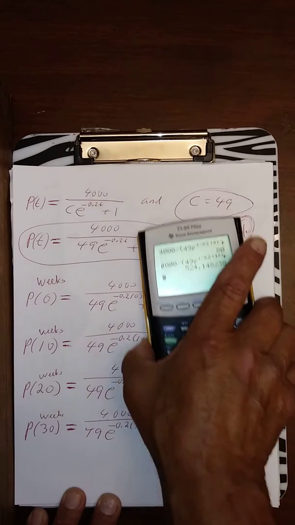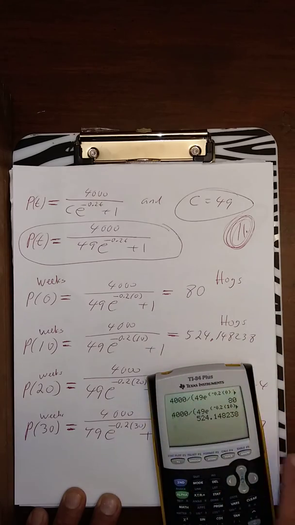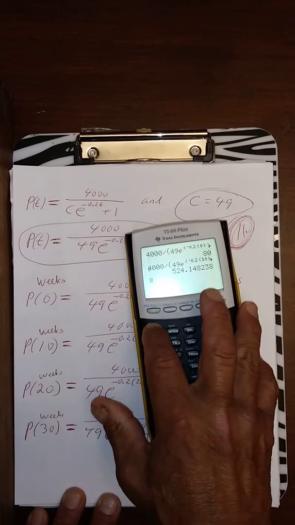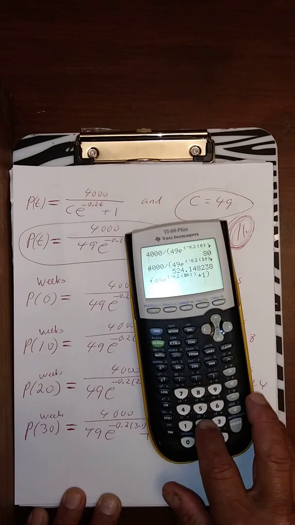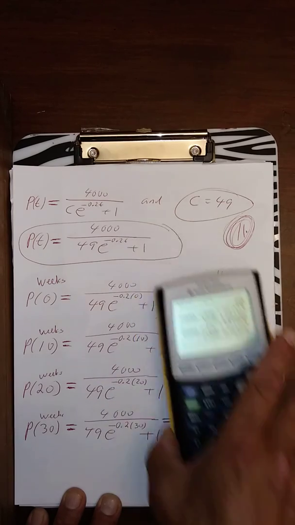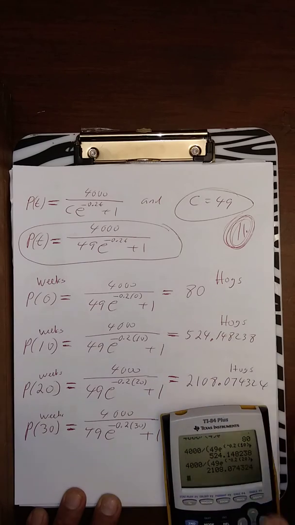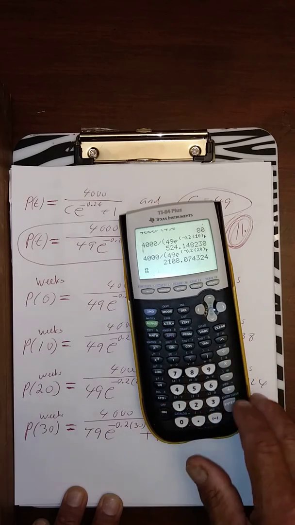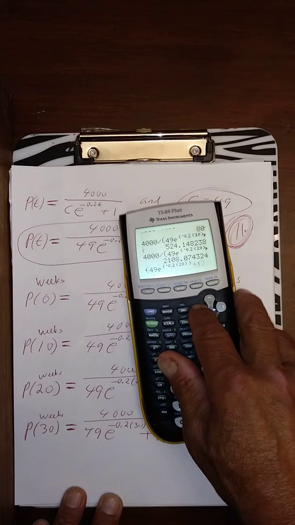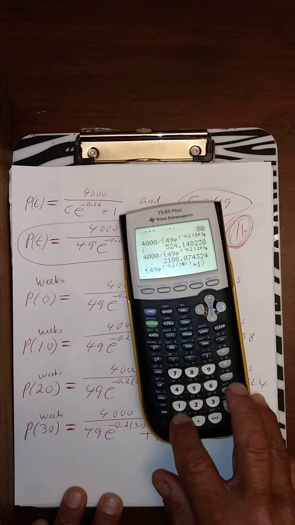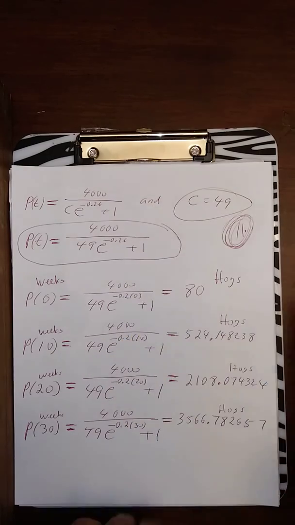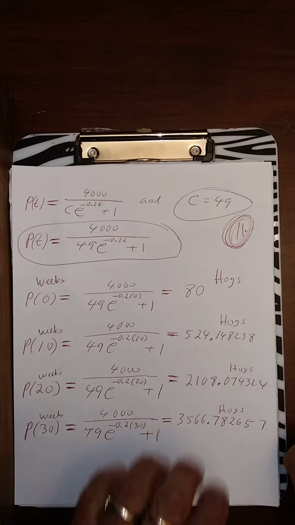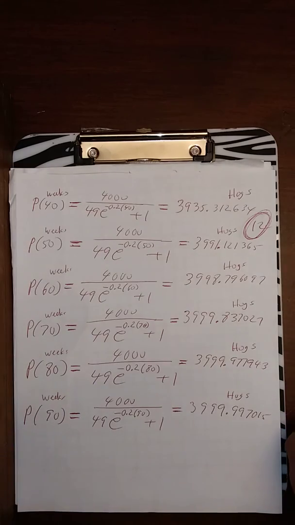10 weeks later, we have 524.14. And keep going. What happens 20 weeks later? We have 2108. And what happens 30 weeks later? After the hogs got to your little corn farm there, we have 3,566 right there.